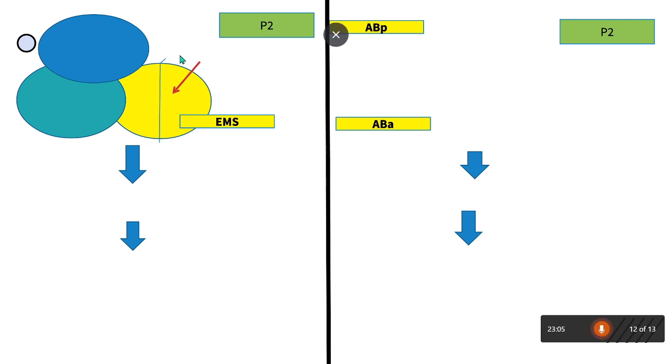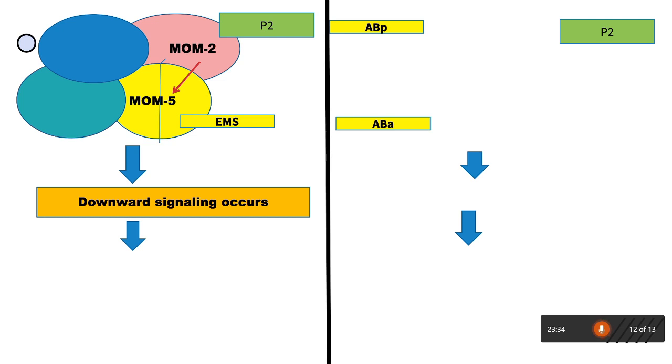How does that specification occur? Look into P2. We can see that P2 is producing MOM2. MOM2 is a ligand, a Wnt protein. So to receive a Wnt protein, EMS must have a receptor named MOM5. It's a Frizzled receptor, Wnt Frizzled. So when that MOM2 and MOM5 interaction occurs, there will be a downward signaling cascade.